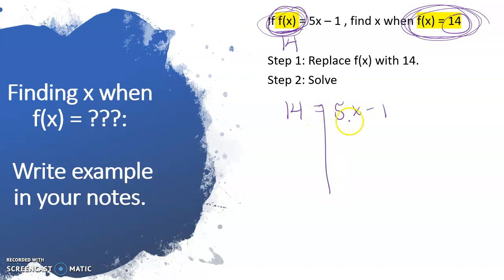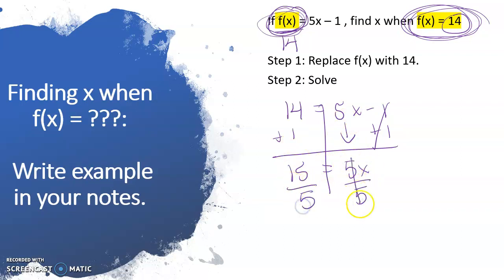I'm going to draw my line. I need to get x by itself, so I'm going to add 1 to both sides. 14 plus 1 is 15. Bring down my 5x. Divide both sides by 5. 15 divided by 5 equals 3. So when f of x equals 14, x equals 3. Because this time I was finding x.